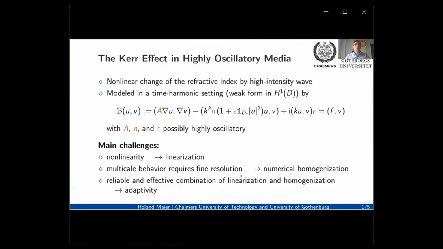An alternative here is to use so-called numerical homogenization or multiscale techniques, which already work on very coarse scales and take into account in a sophisticated manner the fine oscillations of the coefficient. And then the third important point is to reliably combine the linearization and multiscale techniques, and there also some sort of adaptivity will come into play. Due to time constraints, I will not have the time to talk about these three points separately, but I will instead directly move to the final adaptive multiscale method and sketch its construction.